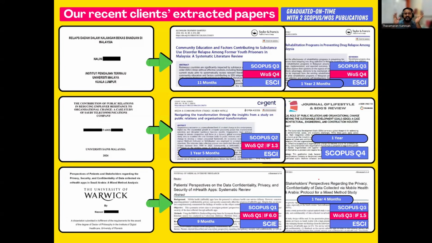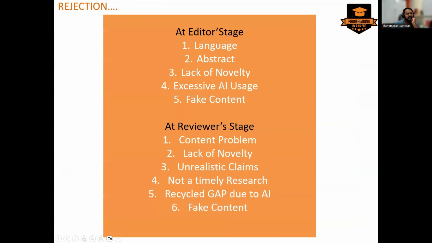So I say averaging 6 months to 1.5 years. Sometimes more, sometimes less. But usually less than 6 months, I'm very worried. Okay. So this is our advice so far. All right. So why does rejection happen?